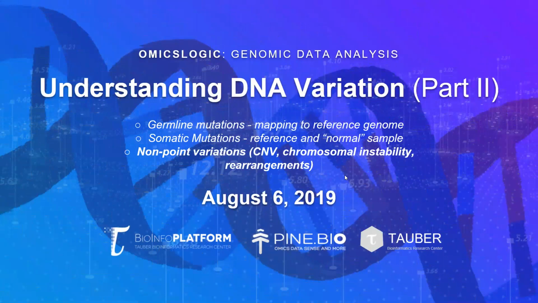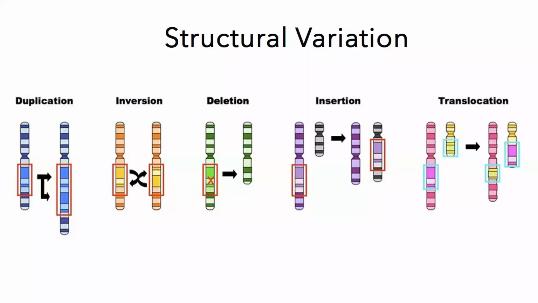So, moving on to today's lecture, we will talk about another type of variation, not point variation. It's the non-point variations. It's the copy number variations and the genomic rearrangements. And these are often more than 1,000 base pairs long. The umbrella terms that describe this type of variations is structural variation or genomic rearrangement.